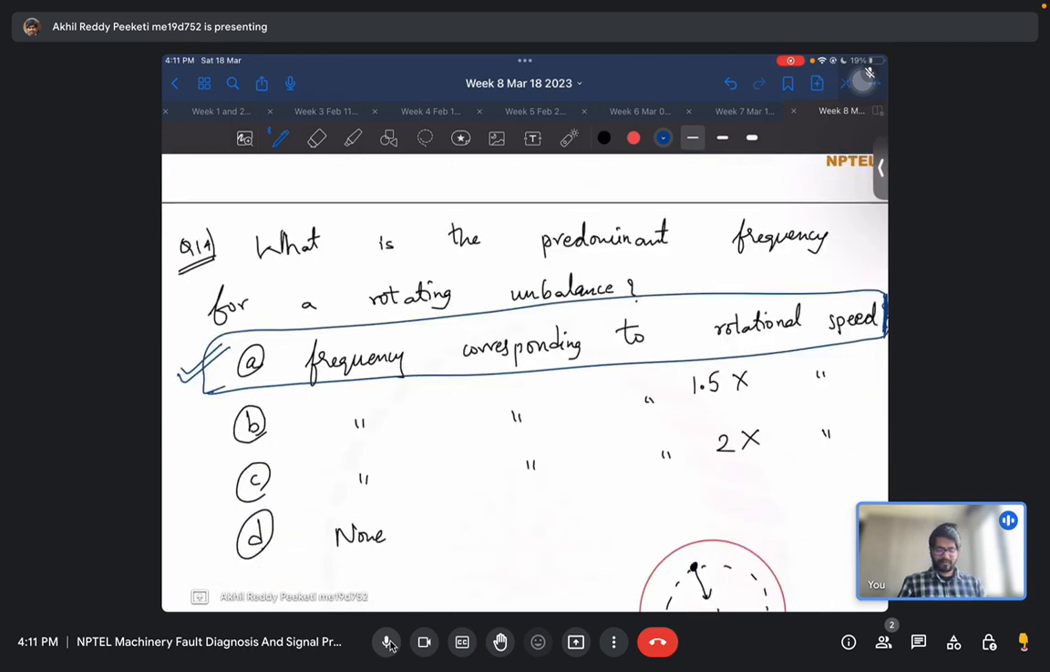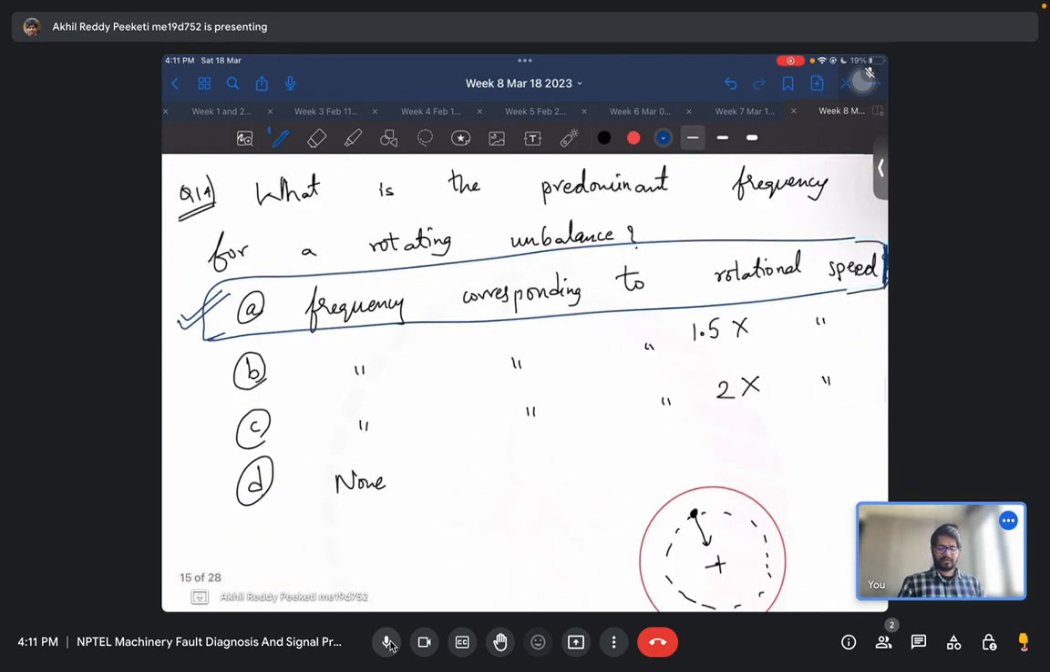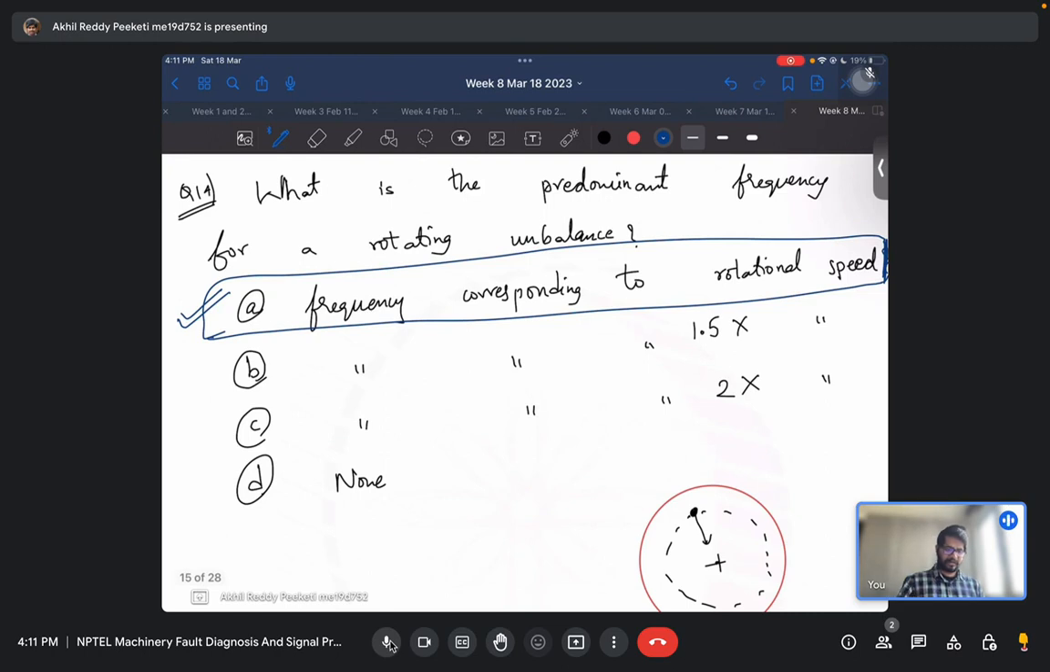And what is the predominant frequency for a rotating unbalance? When you have rotating unbalance, it actually repeats every one full rotation. So you will have frequencies corresponding to the rotational speed only, and that is in the radial direction.